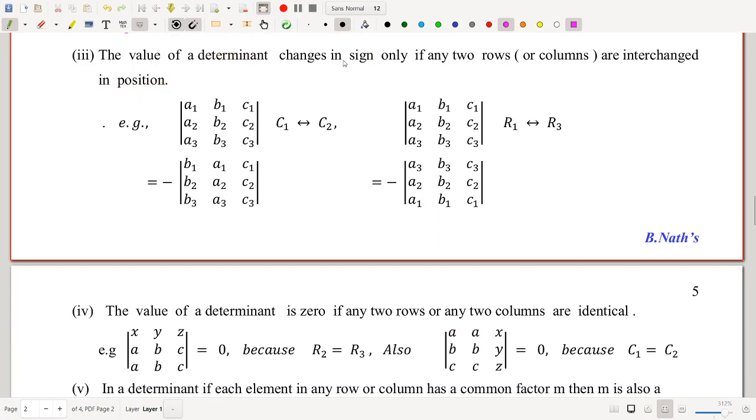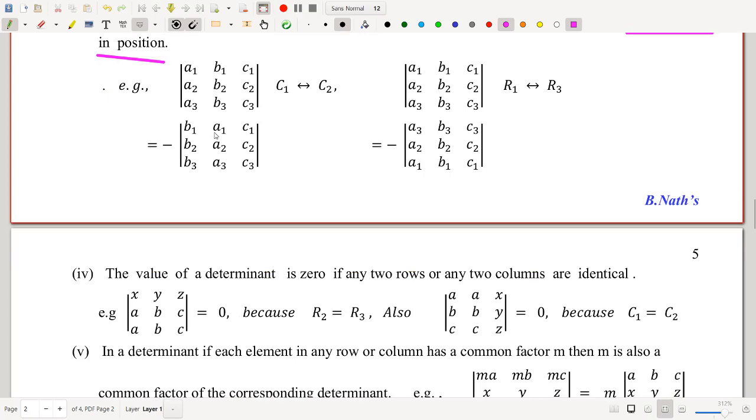The value of a determinant changes in sign only if any two rows or any two columns are interchanged in position. The magnitude remains the same, only plus will become minus, minus will become plus. For example, we see this determinant becomes minus this determinant. It is obtained by this operation. What is the operation? First column and second column interchanged. This is the symbol C1 double arrow C2, meaning C1 goes to the position of C2 and C2 comes to the position of C1. Here of course C1, C2 represent column 1 and column 2.